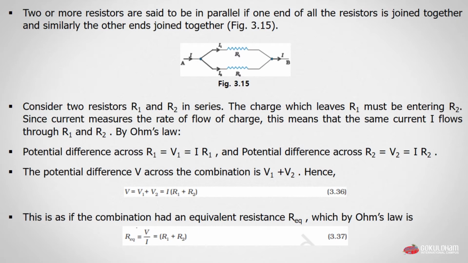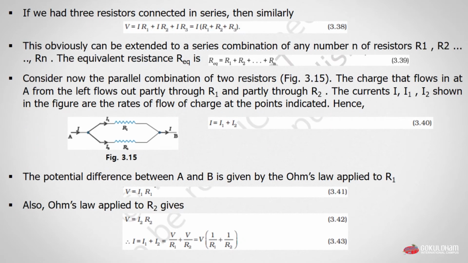Now, if we have three resistors connected in series, then similarly V will be equal to IR1 plus IR2 plus IR3. And as I is common in this, we can write this equation as I into R1 plus R2 plus R3, which is our equation 3.38. So for three resistors in series, we have V equals I into R1 plus R2 plus R3, which is equation 3.38.